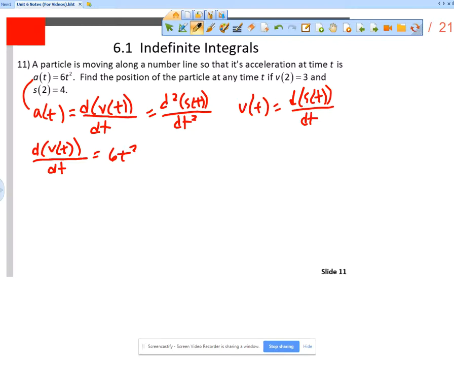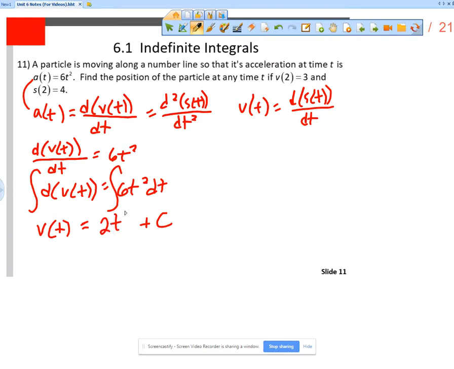And so then, once I find v, I'm going to find s by solving another differential equation. All right. So first thing, we have dv of t over dt equals 6t squared. So I'm going to multiply both sides by dt. So I have dv of t equals 6t squared dt. Now once I separate the differentials, I'm ready to integrate. If I integrate dv of t, what do I get? I get v of t plus c, but I'm just going to move the plus c over and only write it on one side. Now 6t squared, that'd be 6t cubed over 3, or 2t cubed.